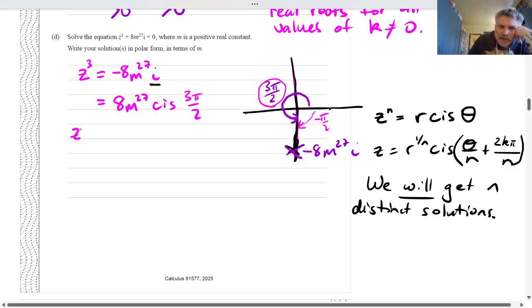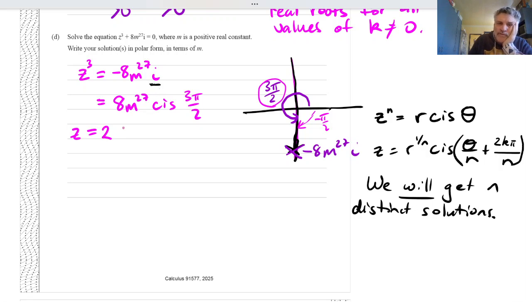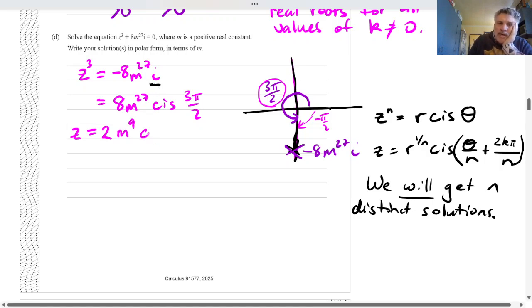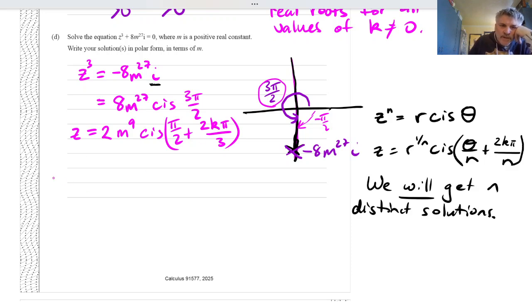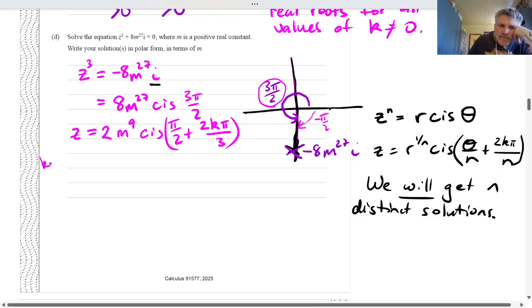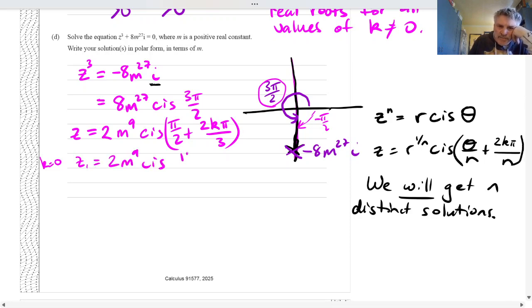So applying de Moivre's theorem, the cube root of 8 is 2, the cube root of m to the power of 27, that's just multiplying 27 by a third, which will give us 9, and divide by 3 will cancel this 3 out, so it's pi over 2, and then plus 2k pi over 3. And we just put in various values of k, 0, 1, 2 will do, to give us distinct solutions. So we get z, maybe call it z1, is 2m to the power of 9 cis pi over 2.